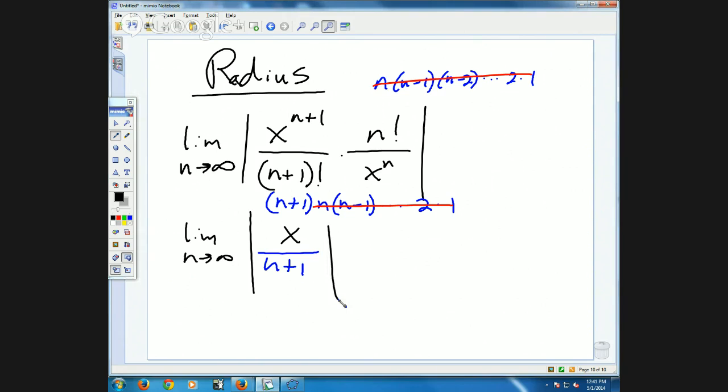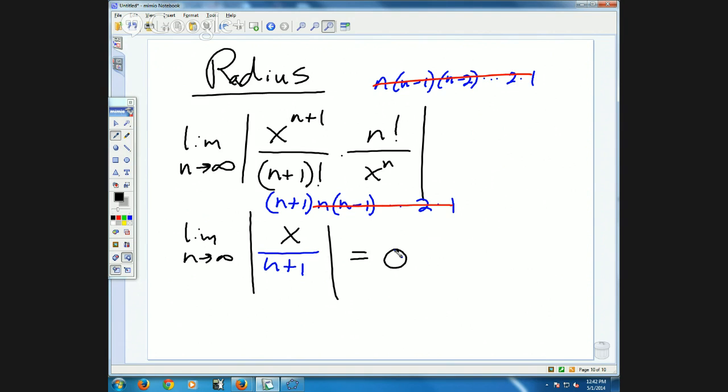All right, as n gets big, x is fixed. Could be 2, could be 1, could be 100, doesn't matter. It's fixed. What's happening here as n gets big? 0. Yeah, the denominator is getting huge, the numerator is fixed, this thing goes to 0.